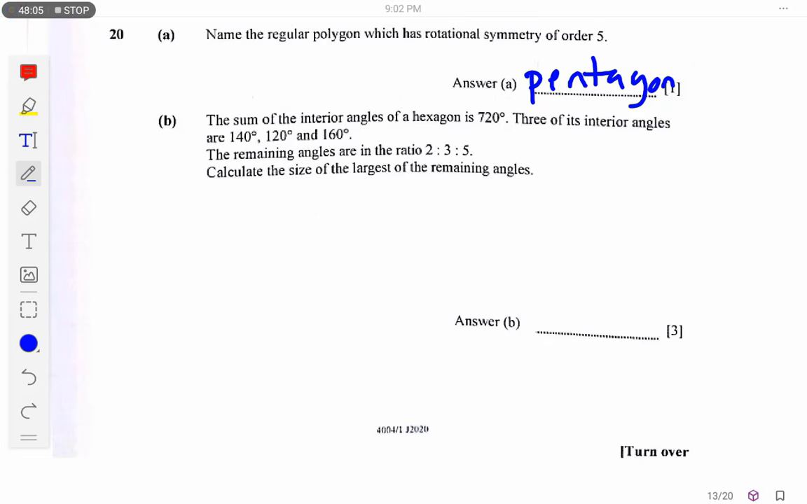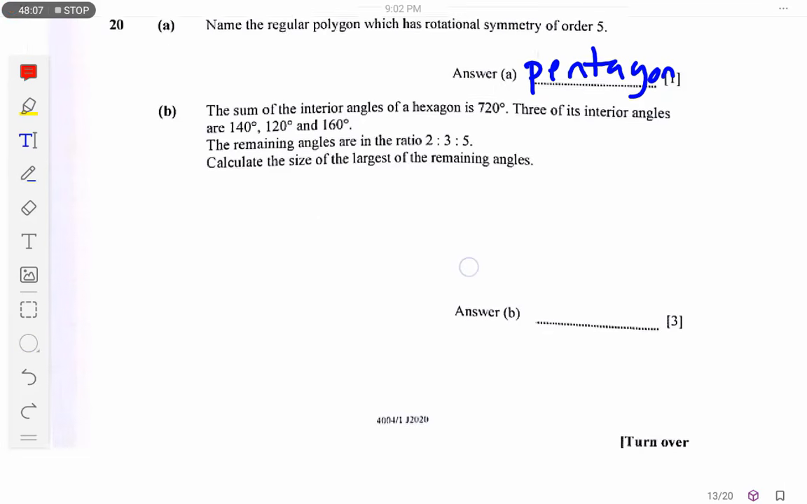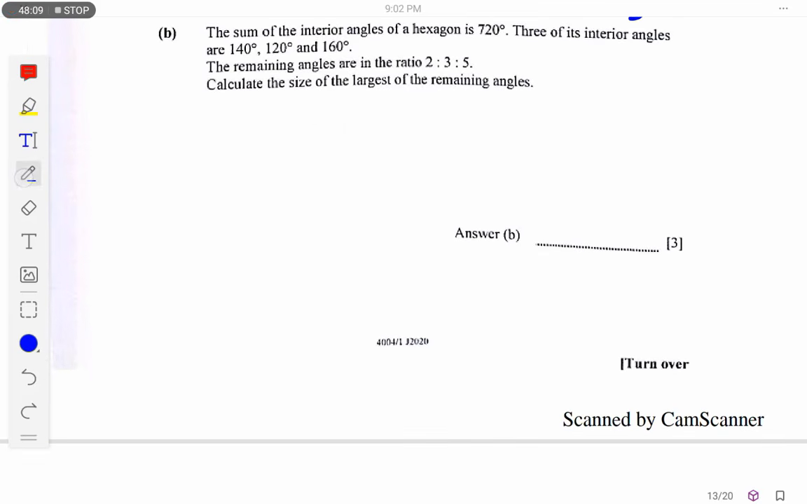Okay. Then part B is saying we have the sum of interior angles of a hexagon. A hexagon has 6 sides, so that's one thing that you must know. With 6 sides, the total sum of the interior angles we are given is 720. And 3 angles we are given: 140, 120, 160.